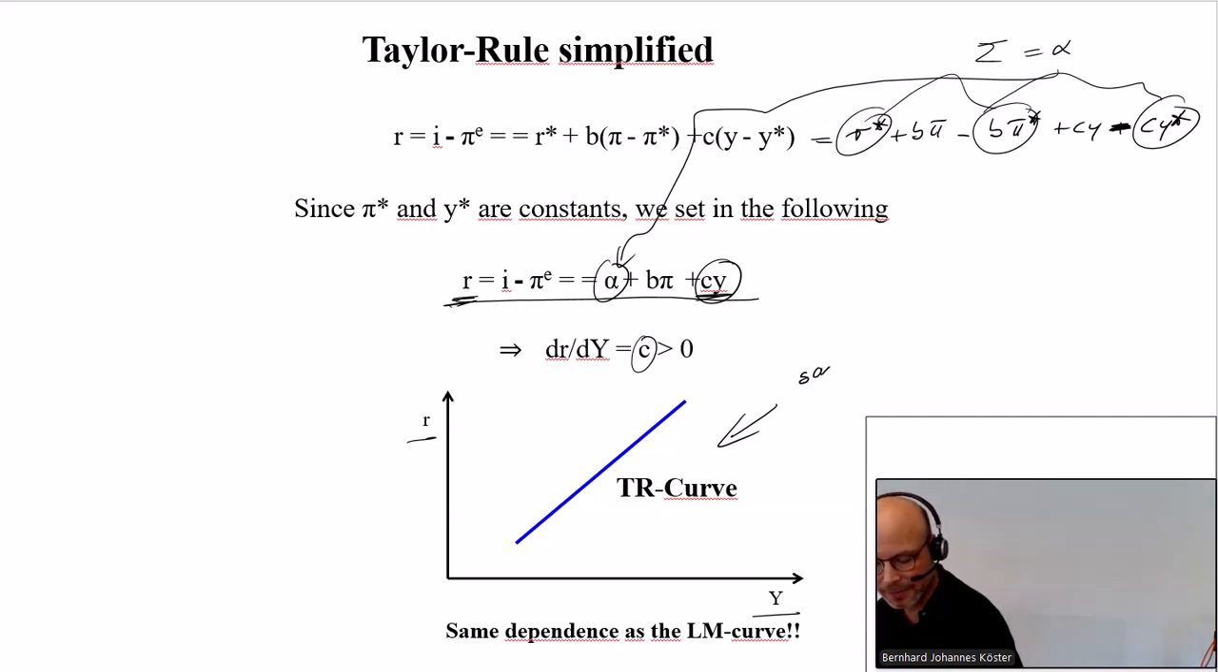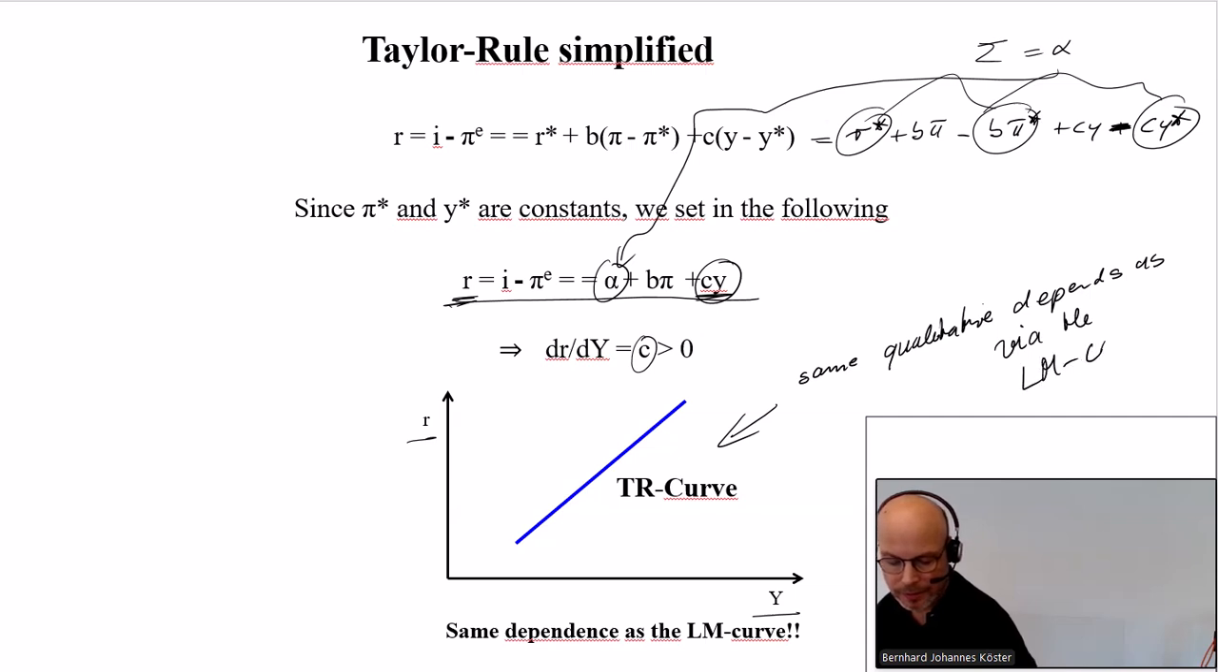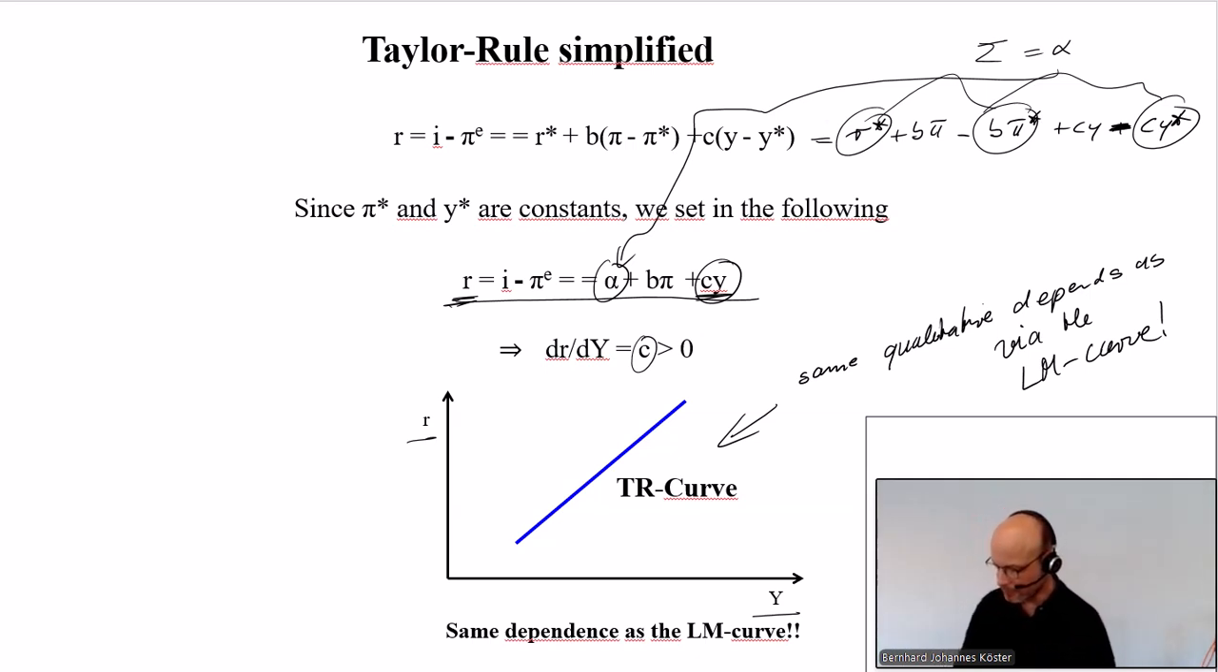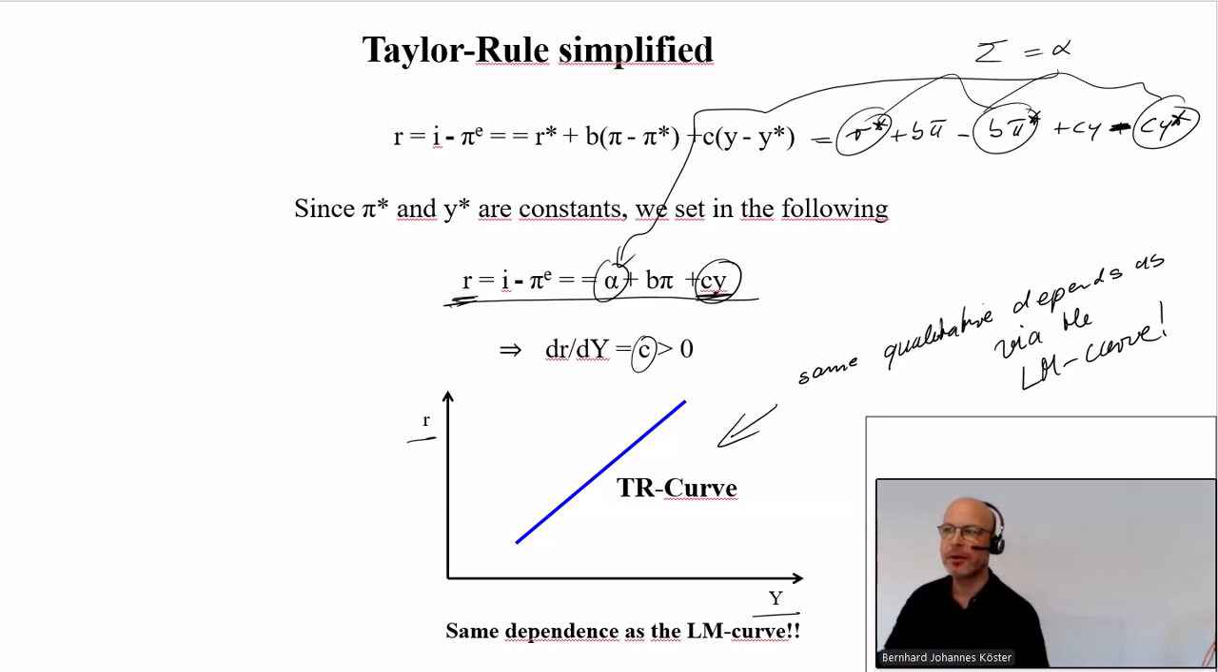So the same qualitative dependence as via the LM curve. So qualitatively, within our model, nothing has changed. But it is another explanation of this dependence.